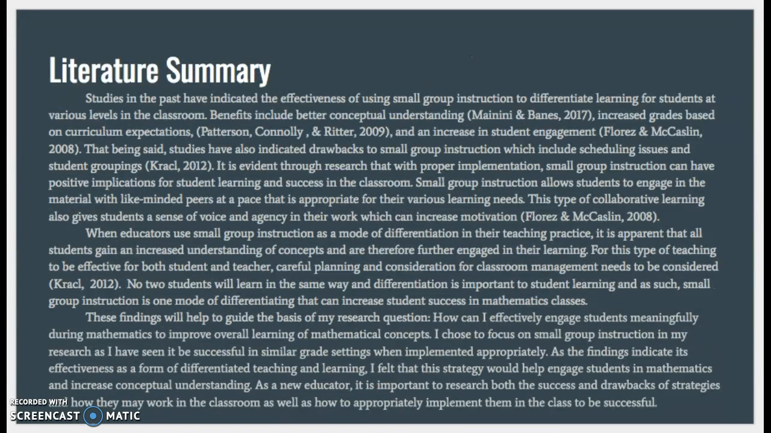So all of these articles, they were really powerful in helping guide the basis of my research question, which again, how can I effectively engage students meaningfully during mathematics to improve overall learning of mathematical concepts? So through my research, I chose to focus on small group instruction just to kind of narrow the focus. Because in the past I've seen it be successful in similar grades when implemented appropriately. And that's the important part, implementation. So the findings indicate it's effective as a form of differentiated teaching and learning. And I felt that this strategy would help engage students in math and increase conceptual understanding. As a new educator, it's important to research both the success and drawbacks of strategies, which I felt I did when looking at each article.